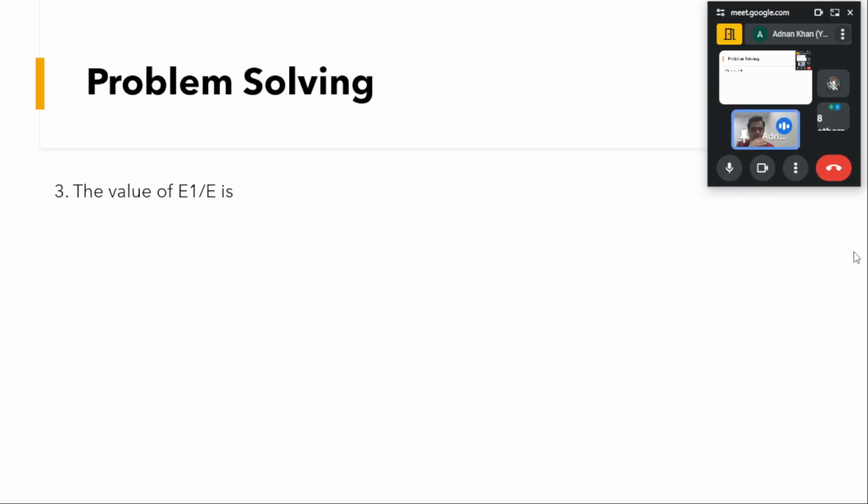E1 by E, we want this ratio, not E1 equal to 100 volts. I am not asking what is the value of E1. I am asking what is the ratio of E1 to E.